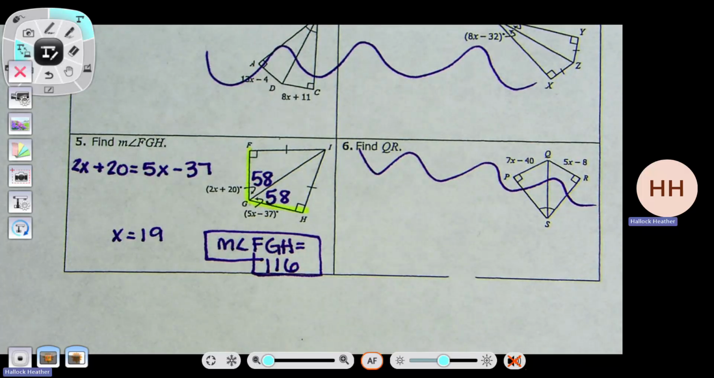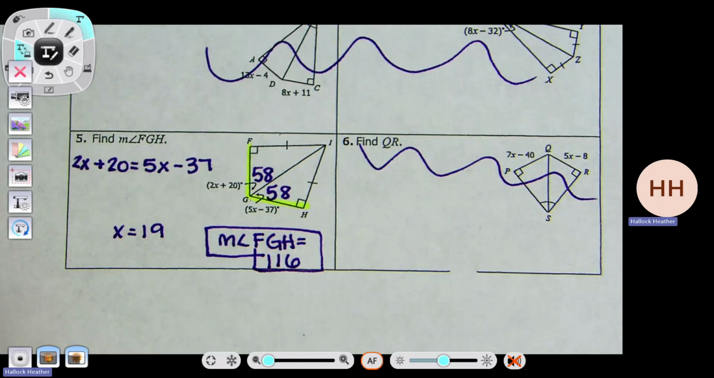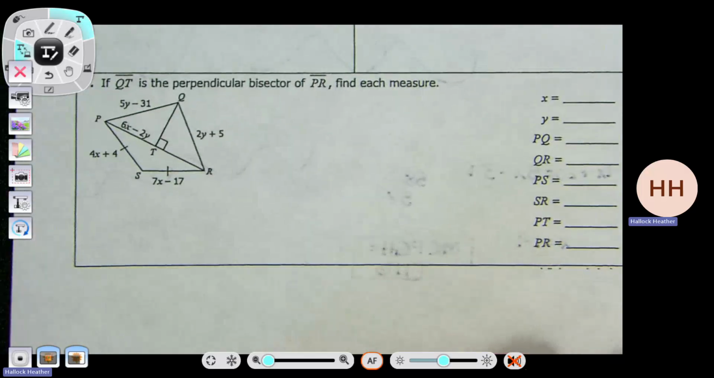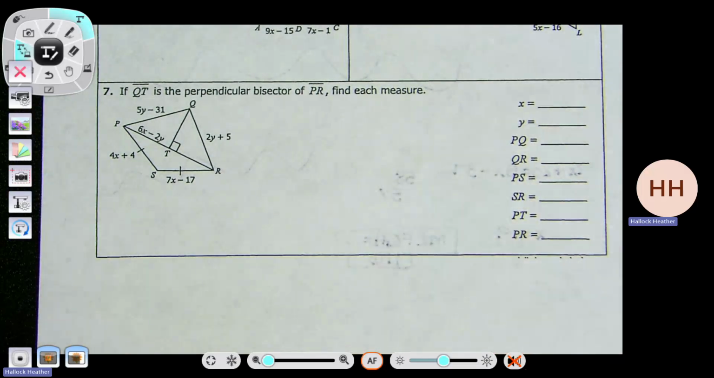Number 7. No, not the first one. The first one's easy. The first one's matching numbers. 7 doesn't seem that bad. Honestly, it's not that bad, but people get tripped up because of the picture. So 4, 7 is the same exact thing.